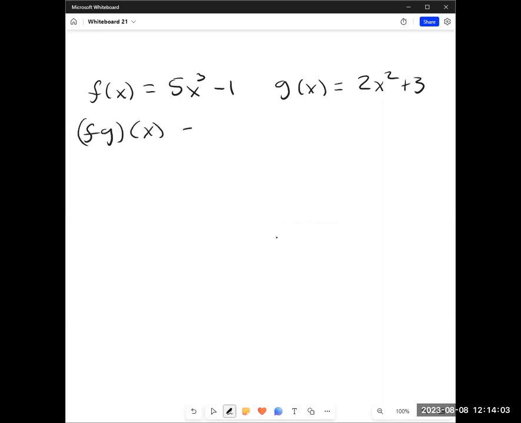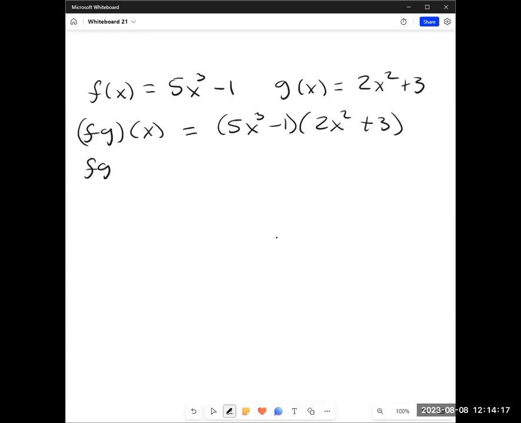Let's look again at multiplication. f of x is equal to 5x to the third minus 1, and g of x is equal to 2x squared plus 3. When I multiply them together, f times g of x is going to be 5x to the third minus 1 times 2x squared plus 3. And we're going to FOIL again.